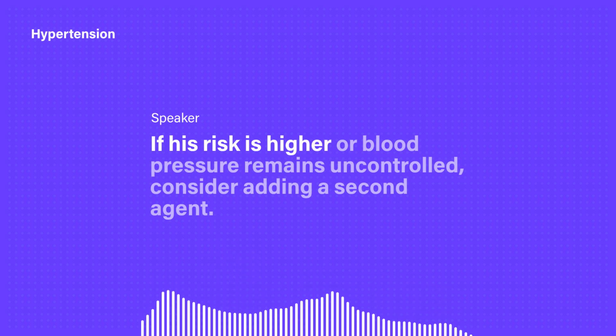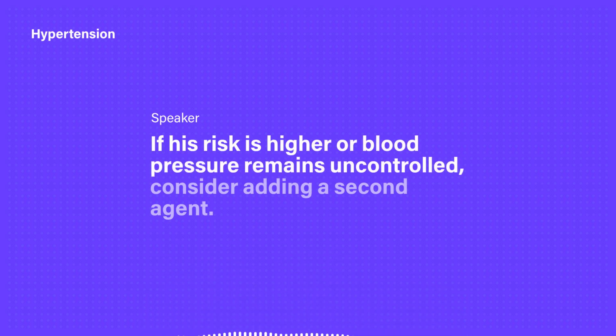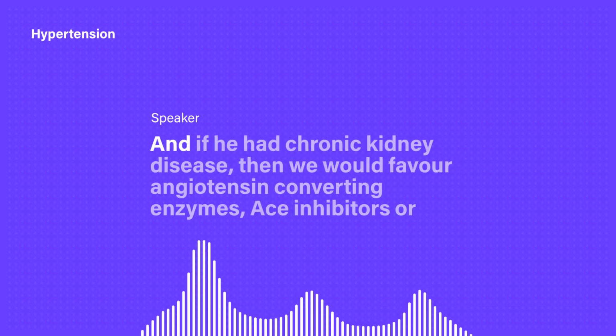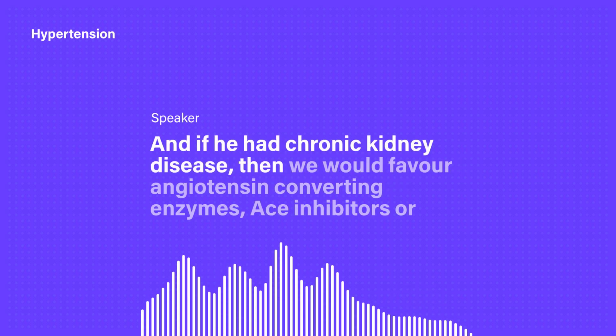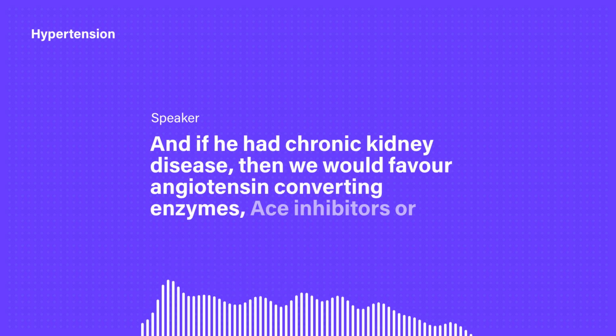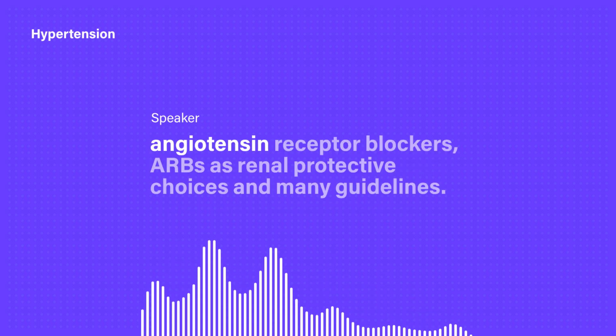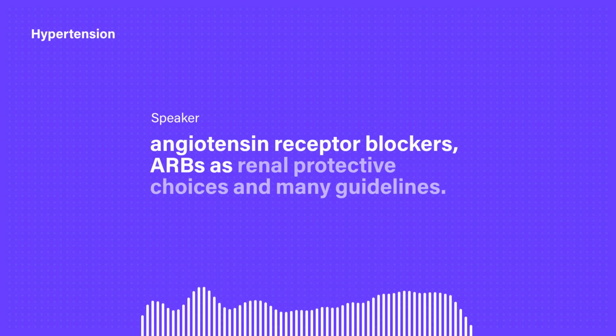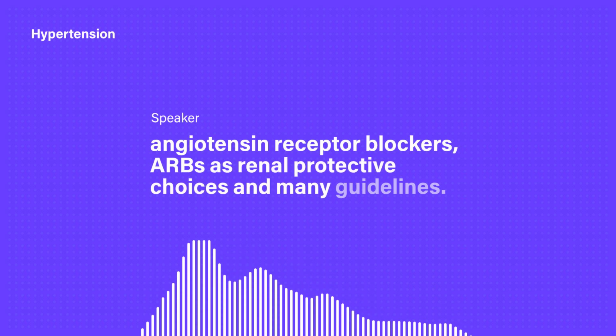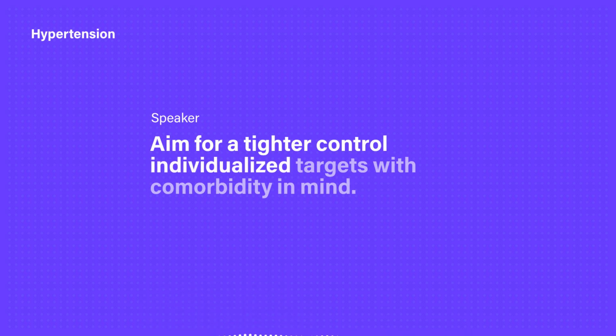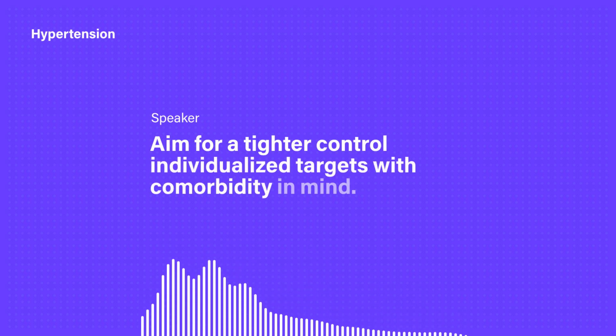If his risk is higher or blood pressure remains uncontrolled, consider adding a second agent. And if he had chronic kidney disease? Then we would favor angiotensin-converting enzyme inhibitors, ACE inhibitors, or angiotensin receptor blockers, ARBs, as renoprotective choices. And many guidelines aim for a tighter control. Individualized targets with comorbidity in mind.